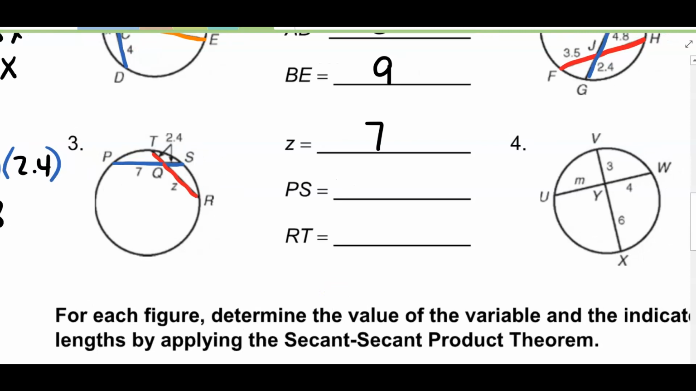Now if z is 7, we see that PS is this 7 plus 2.4, so that's 9.4. And now RT is going to be this 2.4 plus the 7 we just found, so it's also 9.4.